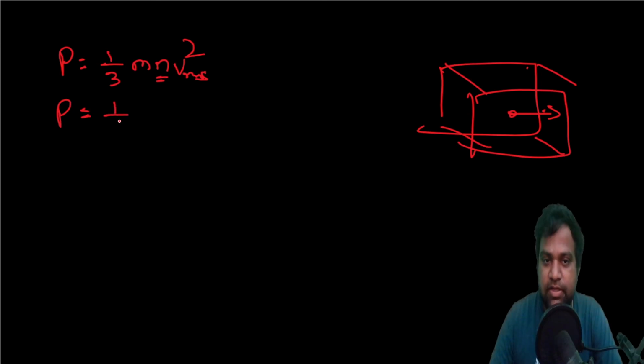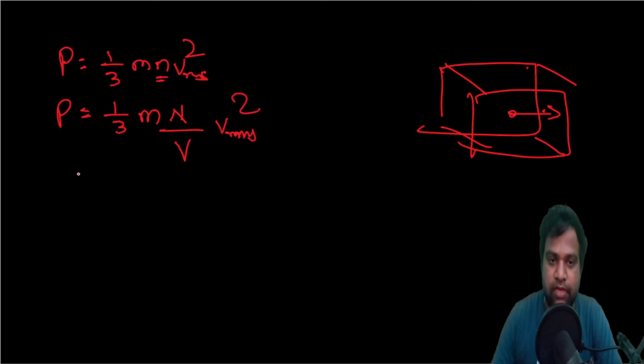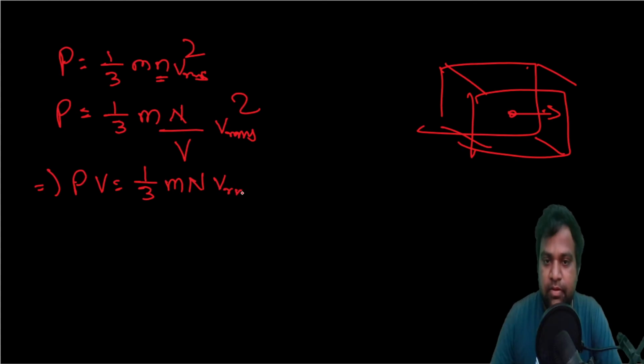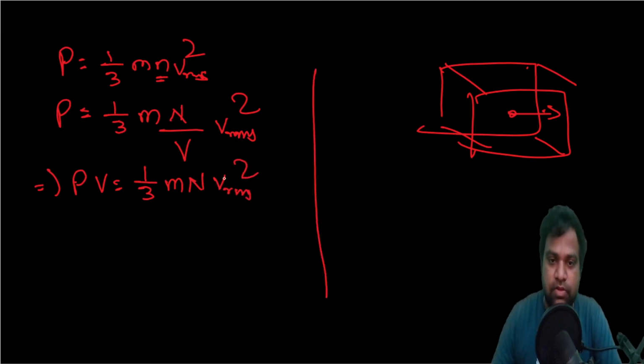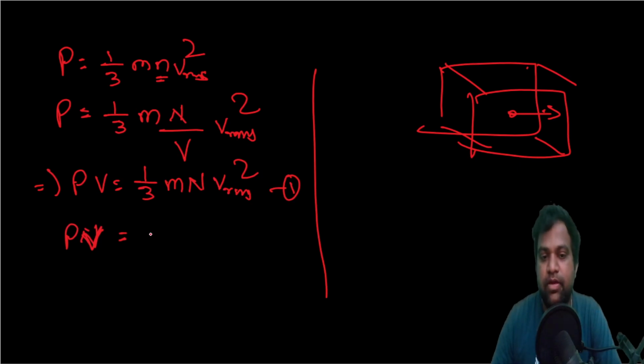So in P we can write 1 upon 3 m, and n we can write as the total number of molecules per unit volume, so small n is N upon V, times Vrms square. If we cross multiply, we get PV equal to 1 by 3 mN Vrms square. Let's say this is equation 1. Also, from the ideal gas equation we can write PV equal to NkT, where k is the Boltzmann constant and N is the number of atoms. Let's say this is equation number 2.